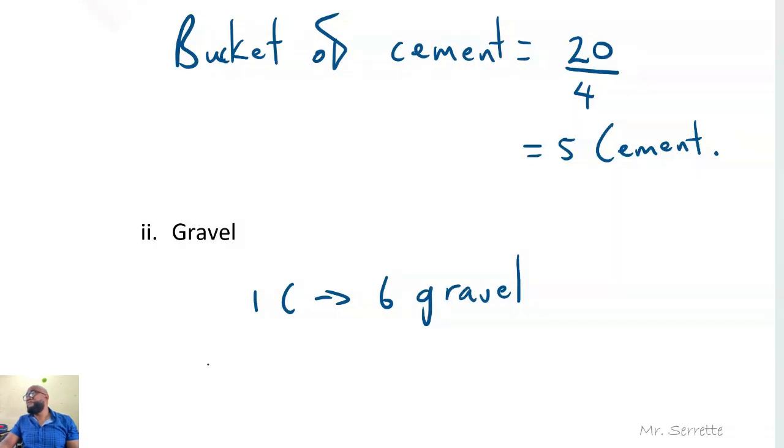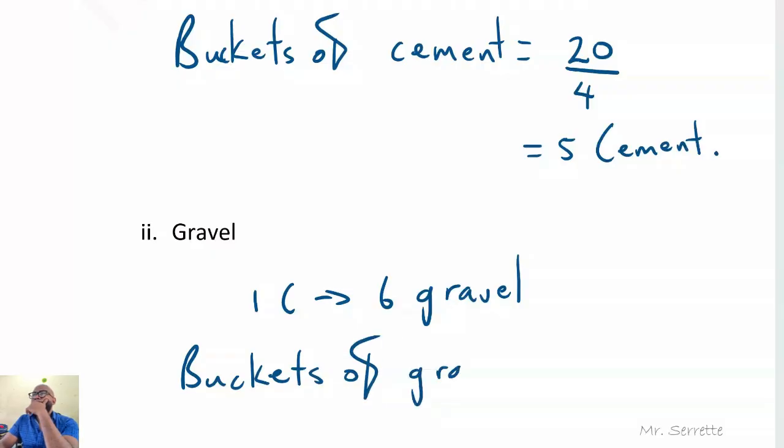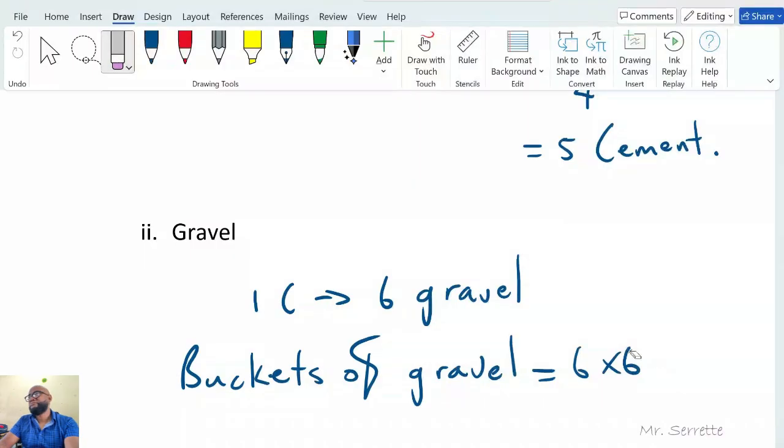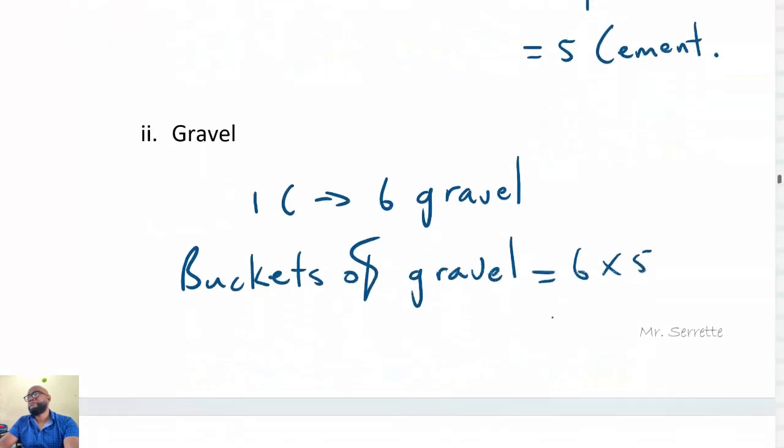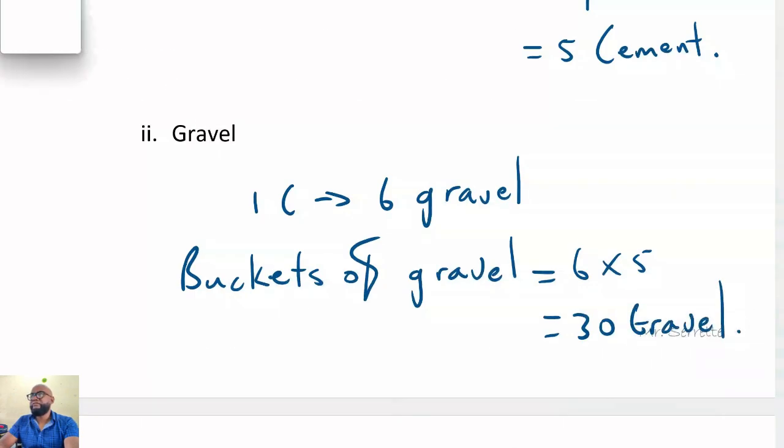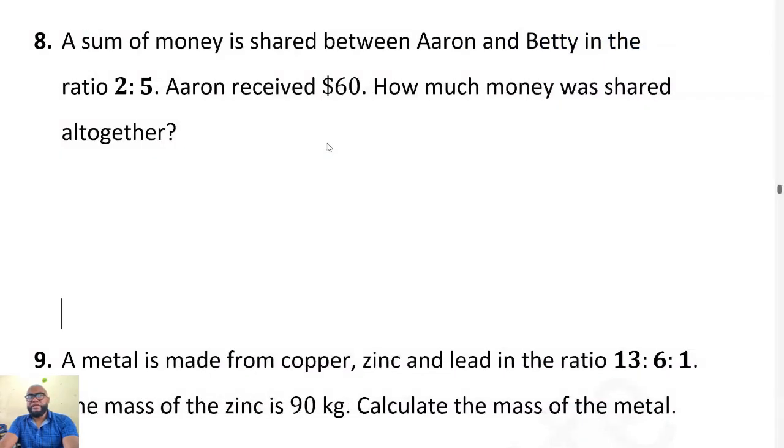So if I have 5 cement, how much gravel will be needed? How many buckets of gravel? Excellent. Six multiplied by 5. Everybody in agreement? So this will be how much? 30 gravel.